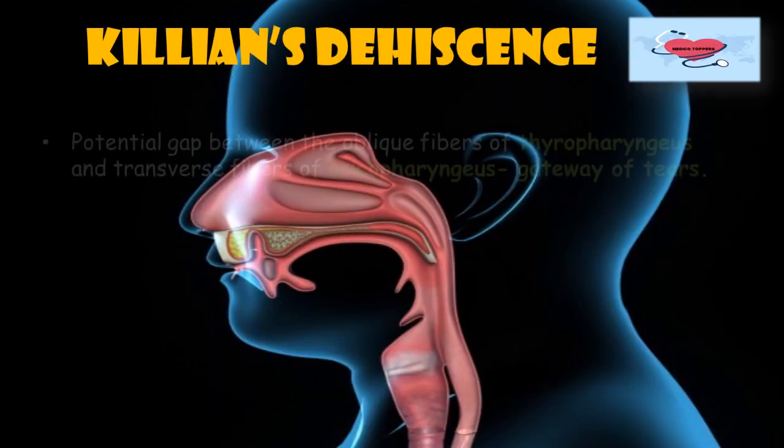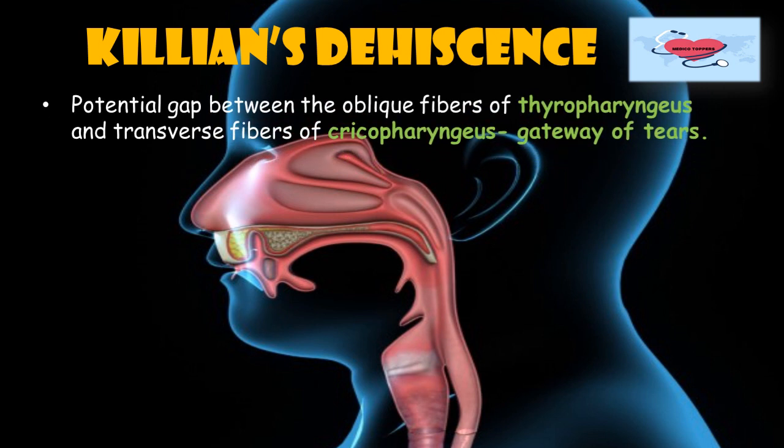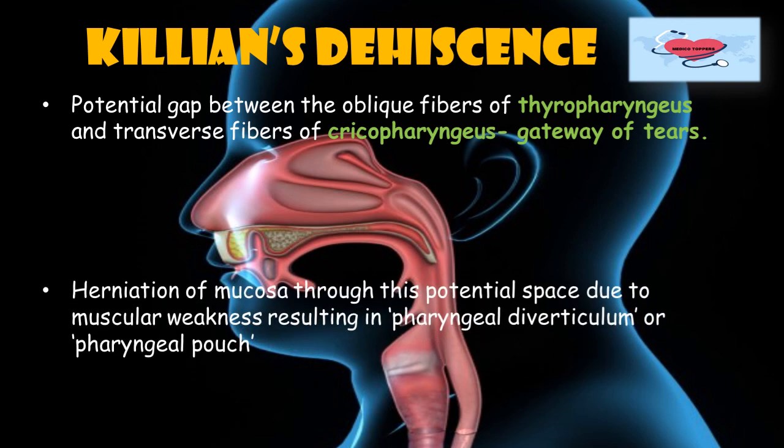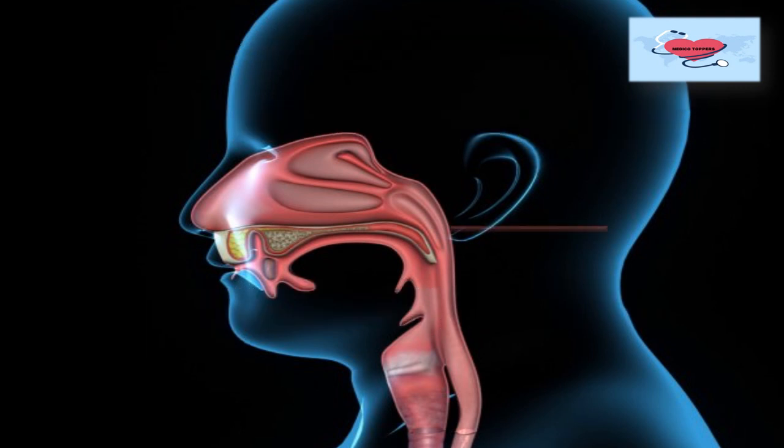Next, regarding Killian's dehiscence, it is a potential gap between the oblique fibers of thyropharyngeus and cricopharyngeus. This is one of the most important MCQs. You can remember it like thigh and cry, so that you can easily remember the names of the muscles. It is called the gateway of tears. Here, it is a false diverticulum because only mucosa will come out through that muscular weakness, resulting in the pharyngeal diverticulum or pharyngeal pouch.